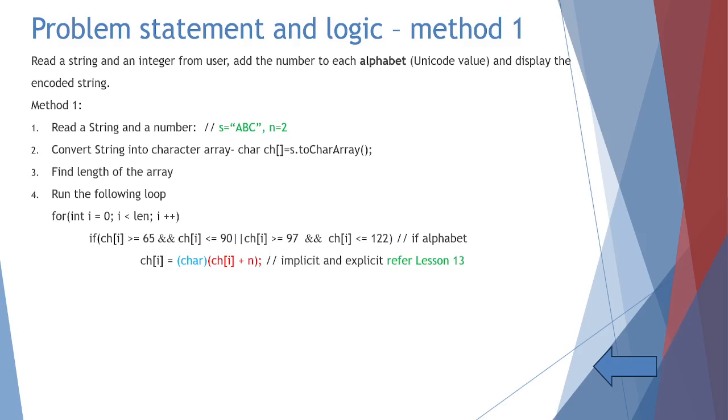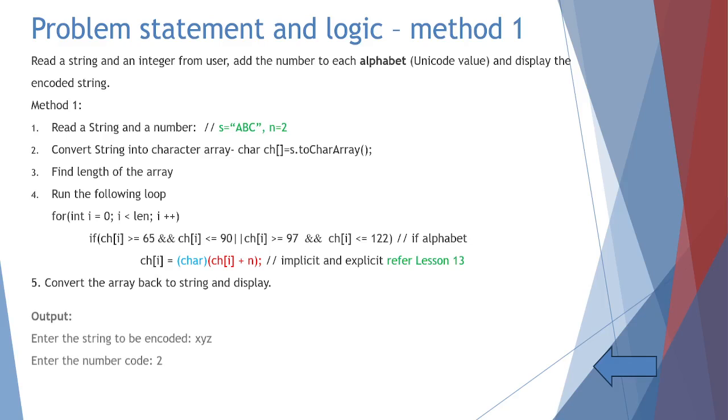So the blue colored characters within brackets, char, is explicit conversion. Convert 67 back to character. That is C. A became C. Store back in ch of I. I've explained implicit and explicit conversion in lesson 13. Link is given in the description box. This is the simplest program. And we convert the array back to string and display.